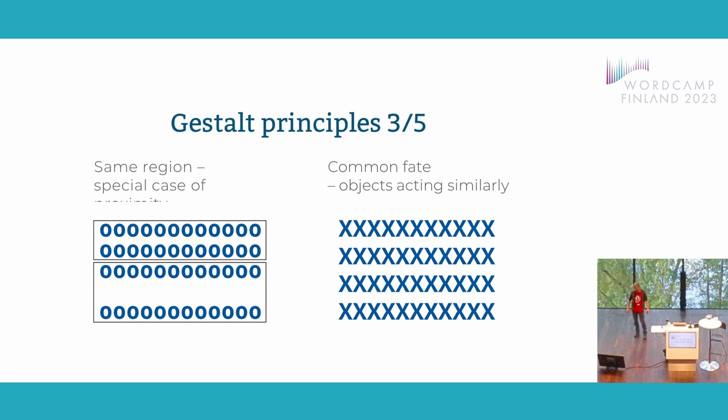And common fate on the next slide: there are a few things that are doing the same kind of action, moving. Then we start thinking, yeah, those things are related. Even with a random sample, if they move the same way, our brains think that these are similar. This might date back to people hunting animals, where the pack moves and you can see, oh yeah, that's a group of animals. So it probably dates to very ancient times.